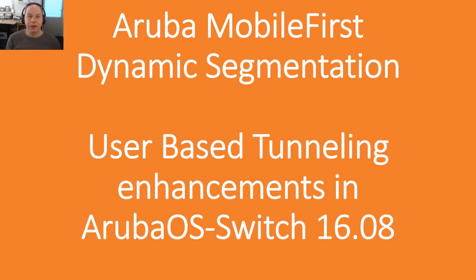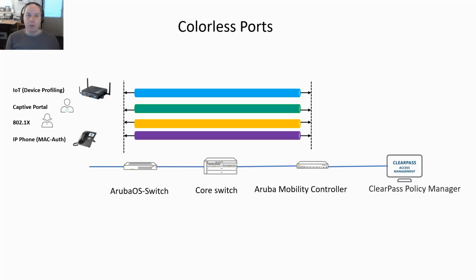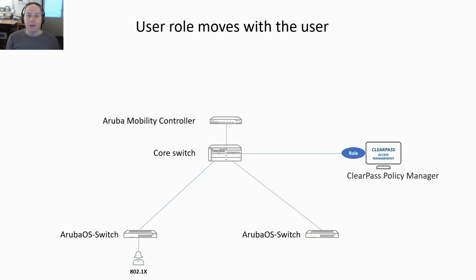Really, the architecture is very simple. Dynamic segmentation introduces the concept of colorless ports. With colorless port, it really doesn't matter what you are connecting to a switch. Based on the identity of the device, the appropriate access profile is pushed to the edge port by the ClearPass policy manager. The big advantage of this is that when a device moves to a different port or even a different switch or location, the profile moves with the device. This really simplifies the configuration on the switch, and you have a centralized policy manager by using ClearPass Policy Manager.